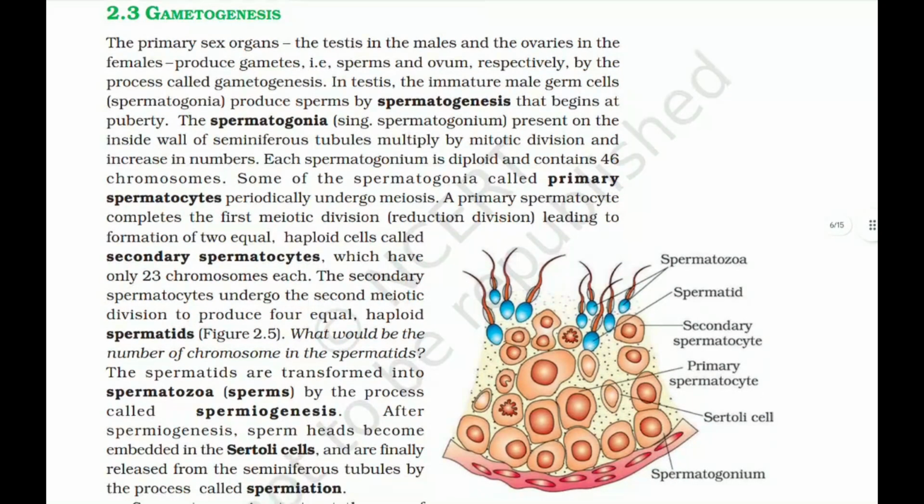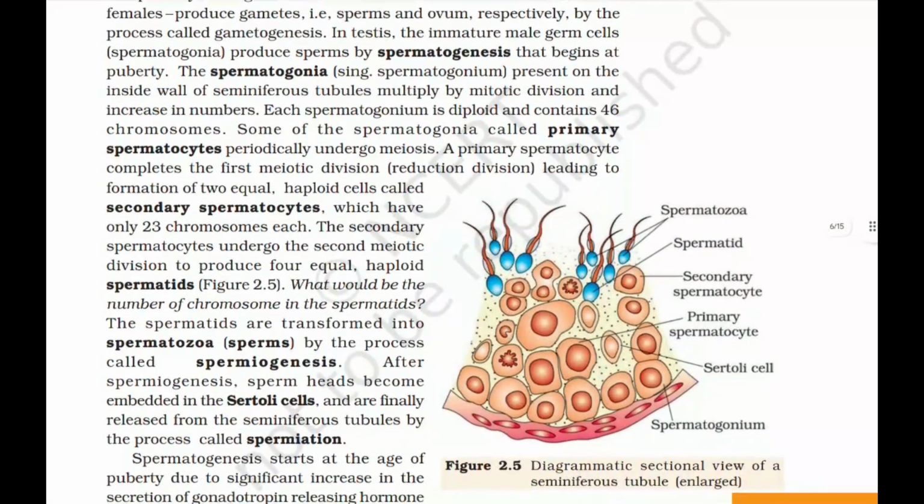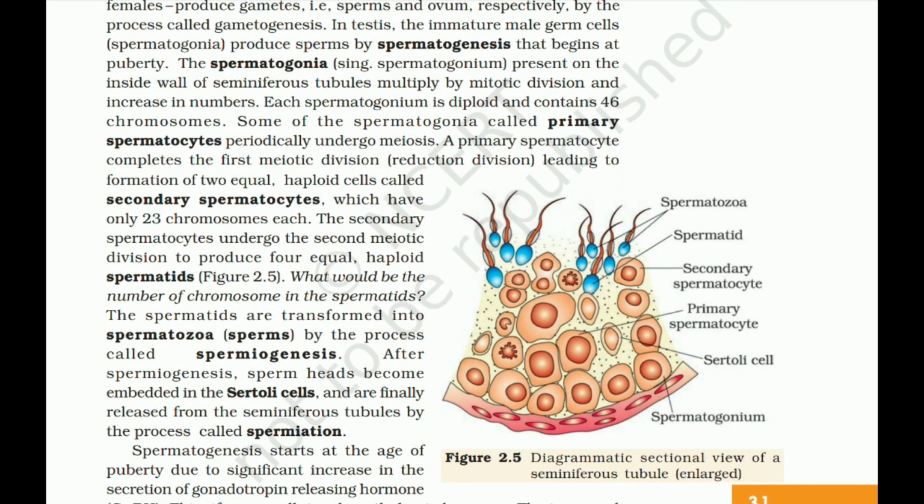Figure 2.5: What would be the number of chromosomes in the spermatids? The spermatids are transformed into spermatozoa (sperms) by the process called spermiogenesis. After spermiogenesis, sperm heads become embedded in the Sertoli cells and are finally released from the seminiferous tubules by the process called spermiation.